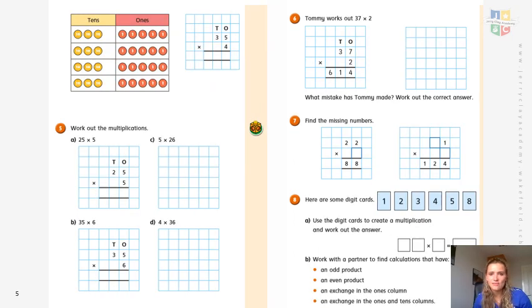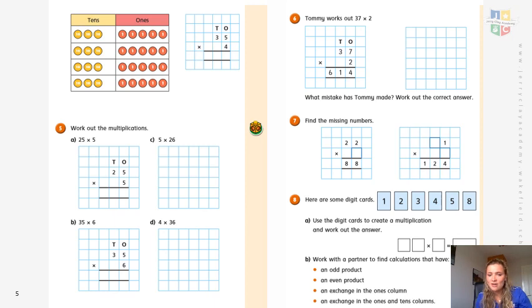And then for questions 5, 6, 7 and 8, have a go at doing again using the same method of what is on the screen, using the number method. And then for number 8, here are some digit cards. Use the digit cards to create a multiplication of your own. So you're having a go at making your own number sentences up. You can do lots and lots of different ones. You can use those, you can use ones of your own.